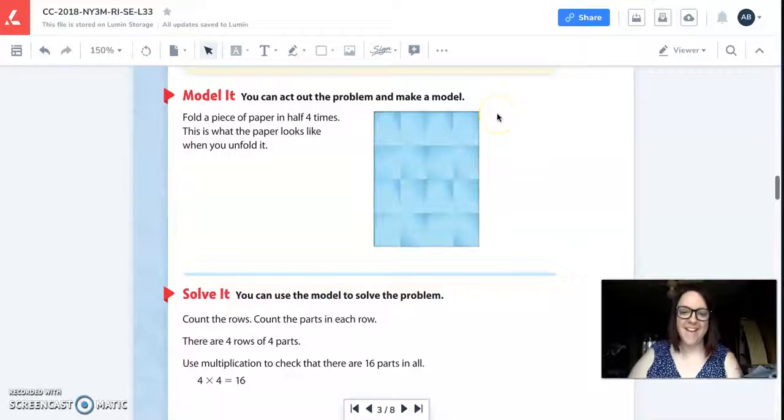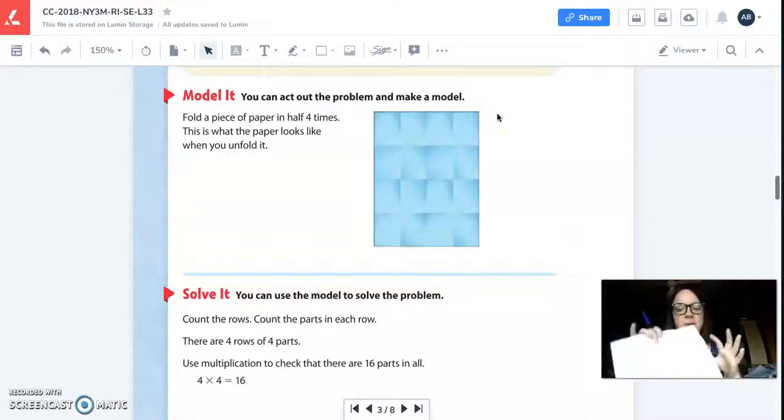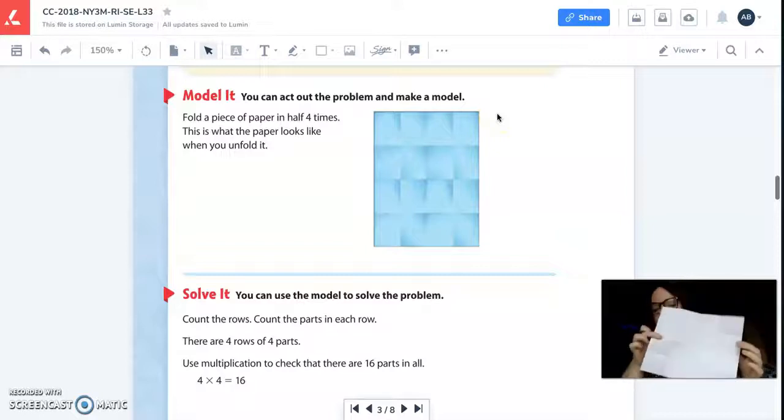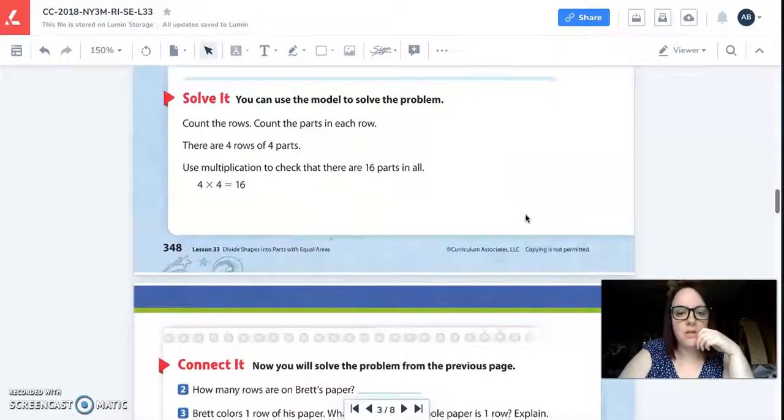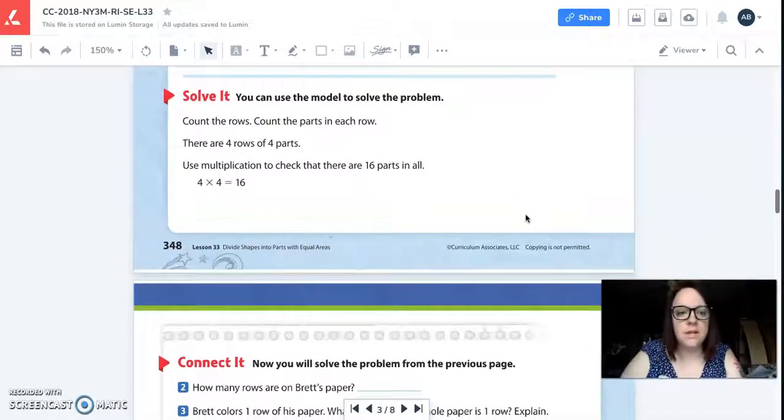All right, I'm back again. So as I was saying, we did our paper, we folded it, now it wants us to solve. You can use the model to solve the problem. Count the rows, count the parts in each row. There are 4 rows of 4 parts. Use multiplication to check that there are 16 parts in all.